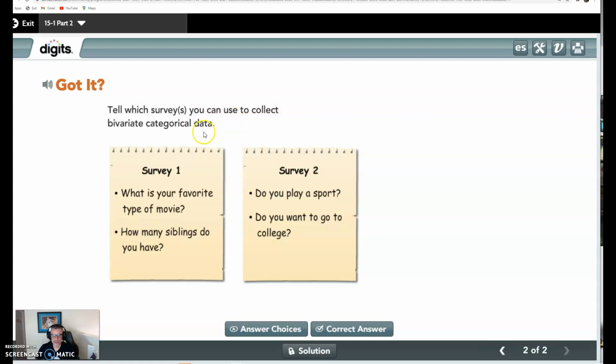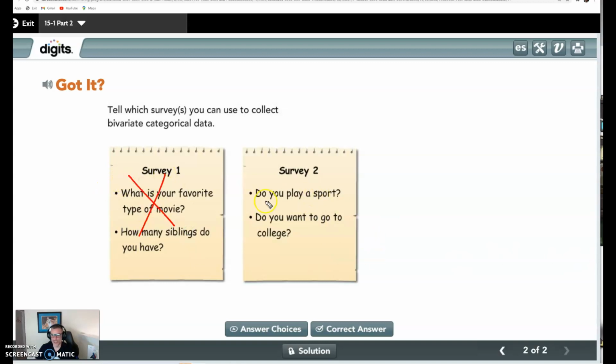Tell which survey you can use to collect bivariate categorical data. What is your favorite type of movie? How many siblings do you have? All right, this one. Favorite type of movie? Horror, comedy, drama, action. Categories. How many siblings do you have? That's a measurement, right? I have a sister, so I have one sibling, right? That's a measurement. So that one does not work.